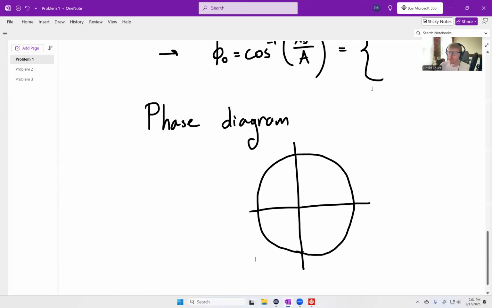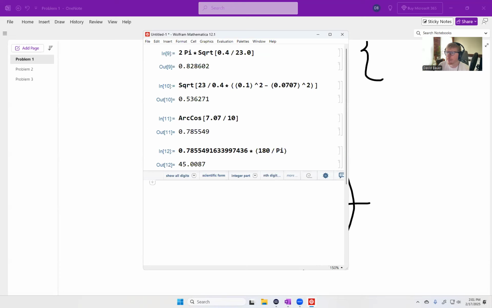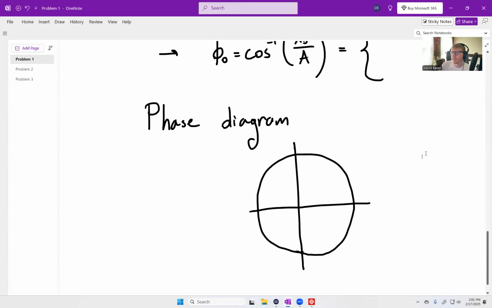And I find it helps to convert this angle to degrees. So just take this angle and multiply by 180 divided by pi. So that's 45 degrees. All right, so that's here.